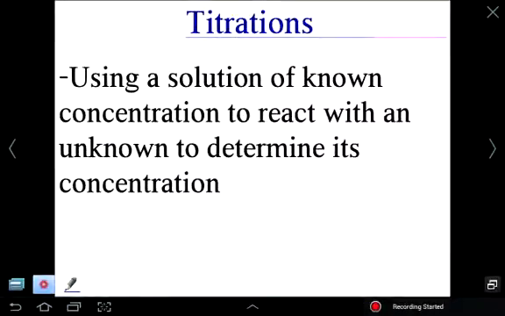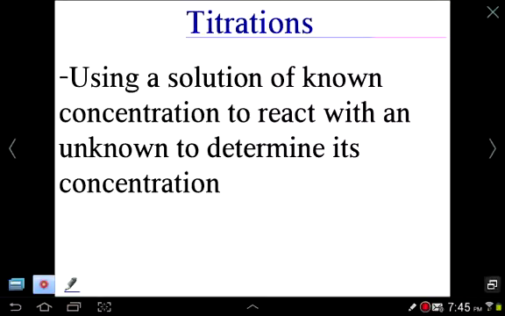Okay, so this is chapter 4, lecture 5, the last lecture in this chapter. And we'll be talking about something called titrations. A titration is actually a technique in chemistry which is extremely important. It's done all over chemistry. It's done with many different types of reactions.